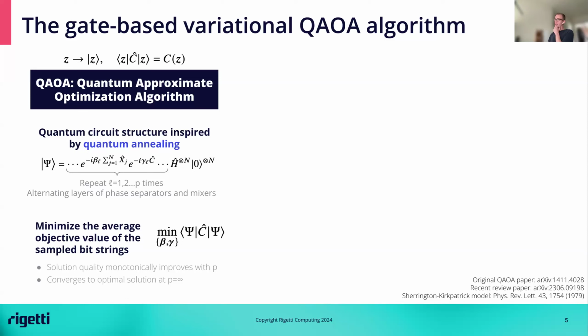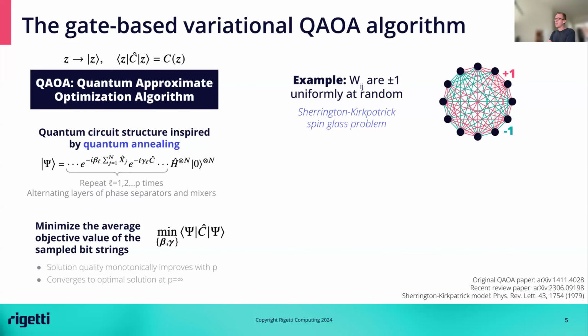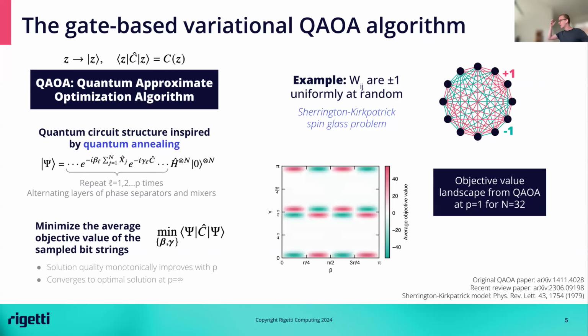So let's give an example here, where the problems we consider are all-to-all graphs with weights ±1 at random. And this corresponds to a Sherrington-Kirkpatrick spin glass problem. So we have a variational circuit, let's say, with only two parameters. And two parameters to optimize means we can make a plot with a landscape of the average objective value as a function of these two parameters.